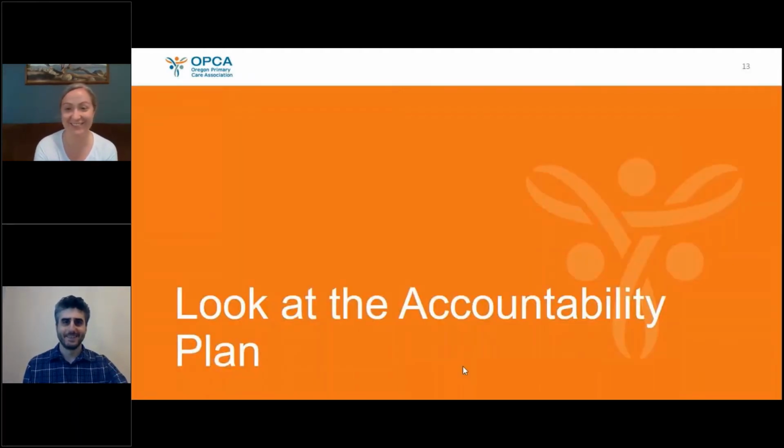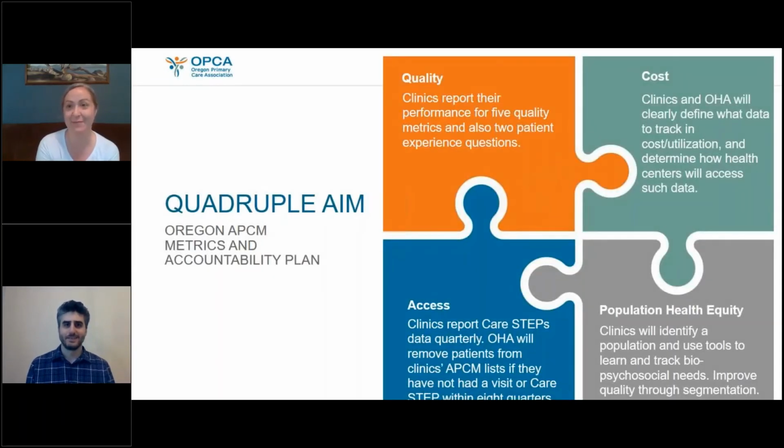Thanks, Charles. All right, let's take a closer look at the accountability plan. Like I mentioned before, it is based around the quadruple aim. You can see that care steps fit into the access axis, so the bottom left quadrant, the blue one. Clinics report care steps data quarterly. OHA will remove patients from clinics' APCM list if they have not received a visit or care step within 8 quarters. That refers to the non-engaged patient closure policy, which we'll be talking about later on this call.